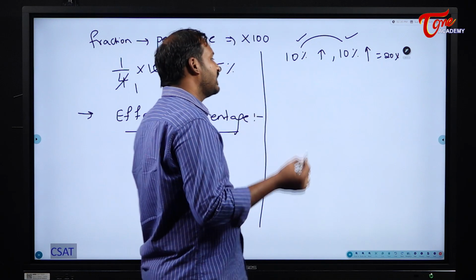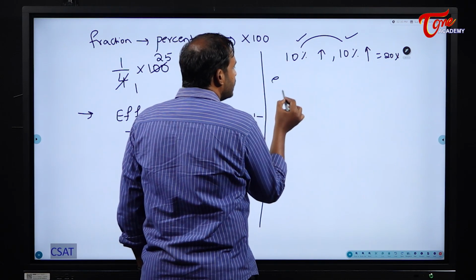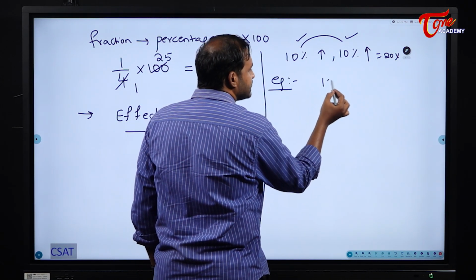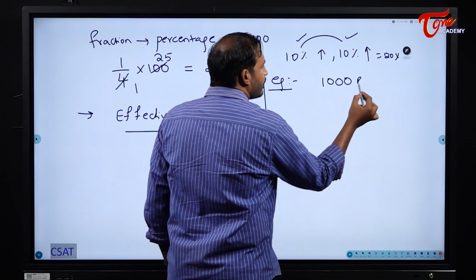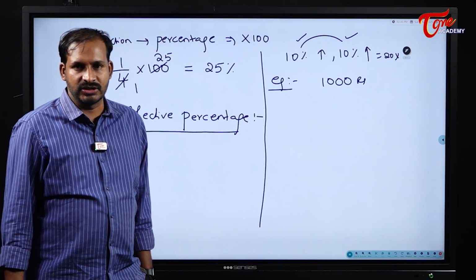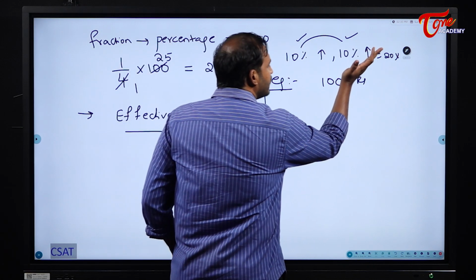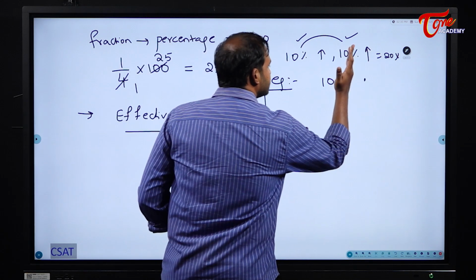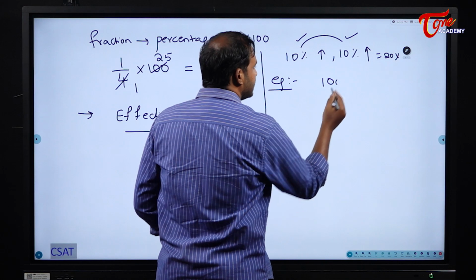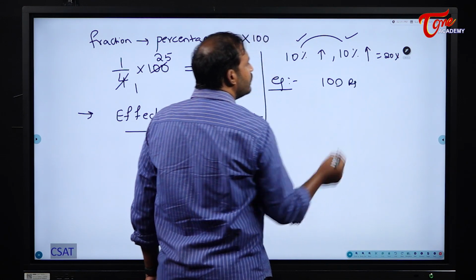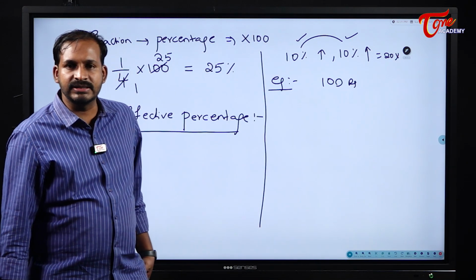We will go with a practical example. Assume that person's salary is some 1,000 rupees, or 100 rupees. We will go with 100 only, so we can easily understand the things. Assume that the person's salary is 100 rupees. Now, first, his salary is increased by what percentage?